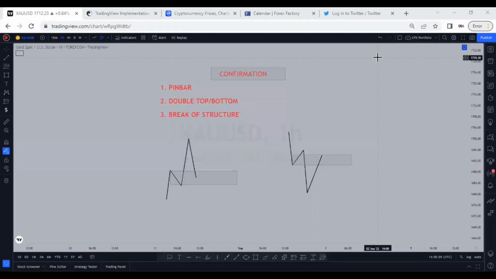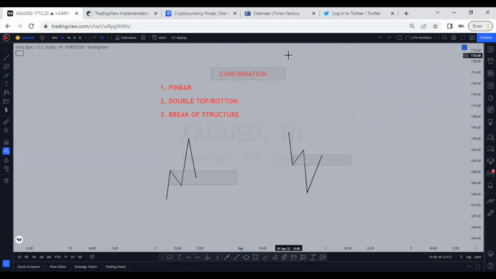Now, let's go to the next. Now that we have been able to identify our direction, we know our zone, and we have 2 or more confluences, the next step is confirmation. I have about 3 confirmations that we will look at. After you've gone through all the 3 steps, you still need to confirm whether you have to execute a trade or not. The first confirmation is looking for a pin bar. The next one is double top, double bottom. And the third one is a break of structure.